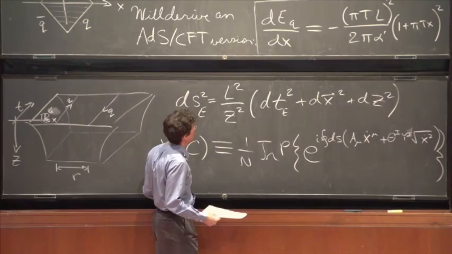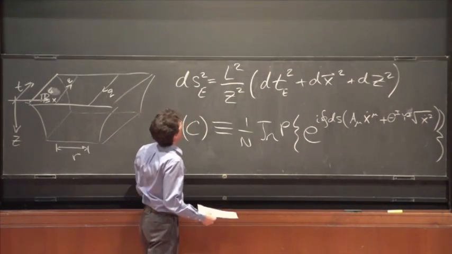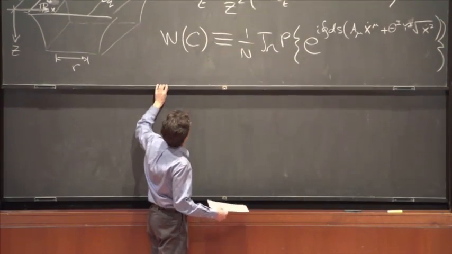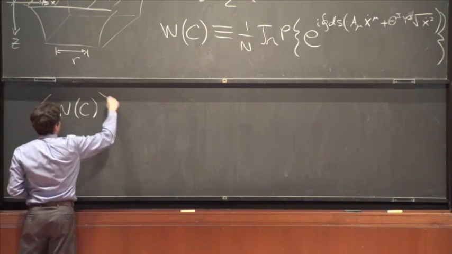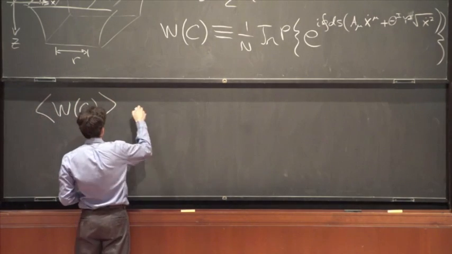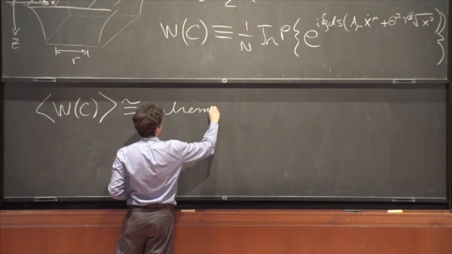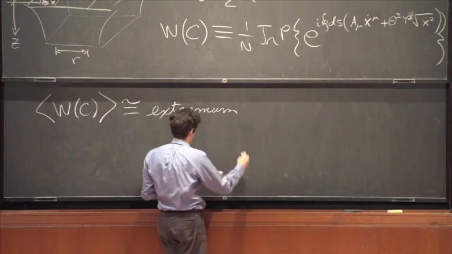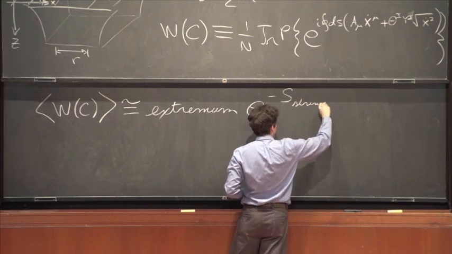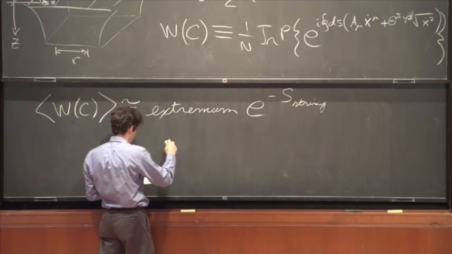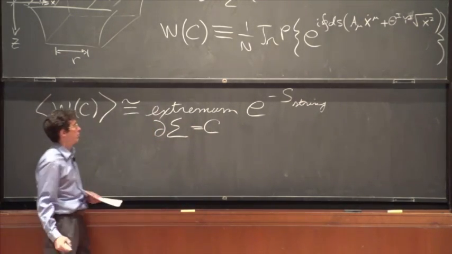Okay, so we have this Wilson line operator, and then, do we have another board? Yes, I do. And then the prescription for calculating the expectation of this Wilson line is that it is at least approximately equal to the extremum of e to the minus action for a string, with the constraint that the boundary of the string world sheet should be the contour in question.